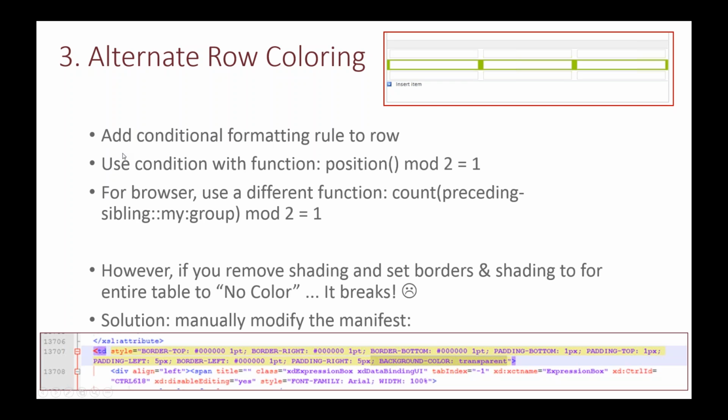But anyway, basically what happens is when you right-click to change the borders and you set it to no color, the alternate formatting breaks, and you have to go into the manifest and modify it. And so there's some extra tips here for those of you who see the alternate formatting break. If you don't change the shading and the borders, don't worry about it because it's not going to break. But if you do see that alternate color not showing up, then that's the reason.